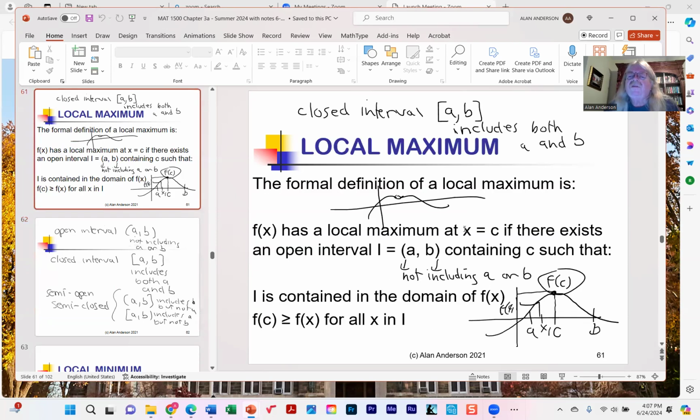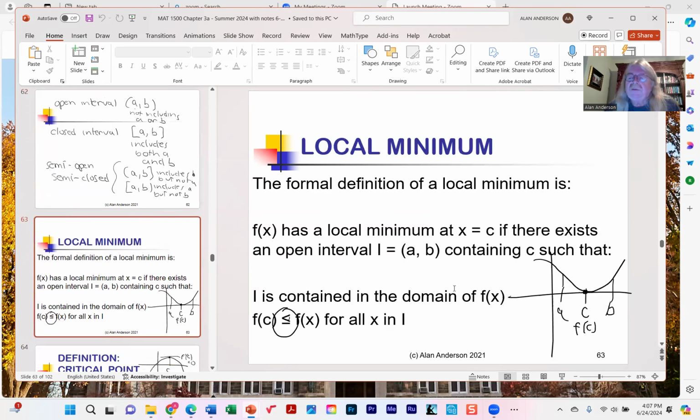So anyway, all of the intervals in this section are open intervals, meaning that we do not include a or b. The local minimum, again, you see here, there's point c and f of c is 0 actually in this case. That's as small as the function gets in this interval from a to b, and therefore this qualifies as a local minimum.